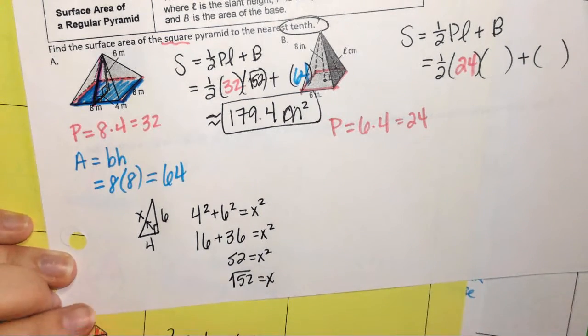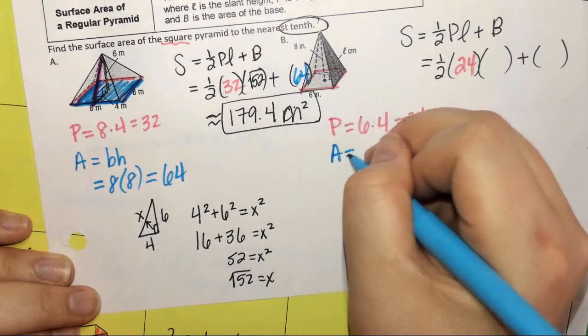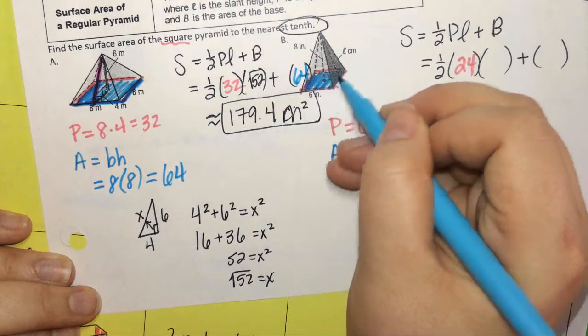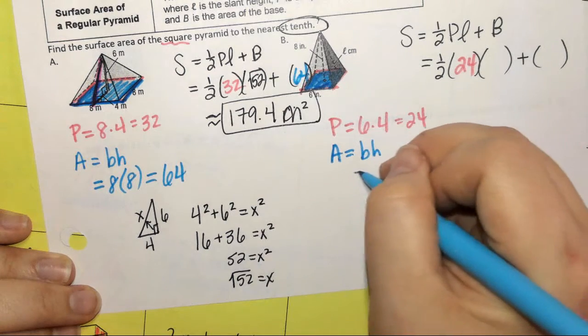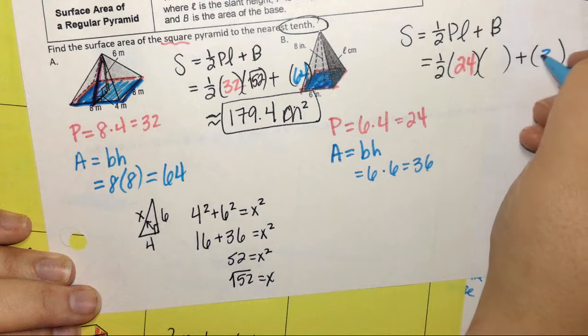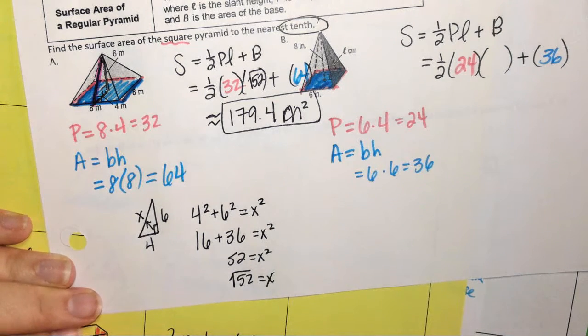I need to know the area, but it's still base times height. So I do 6 times 6, and I get 36. Are there any questions about where the 24 or the 36 came from? And then, super annoying again, we have to solve for that slanted height.